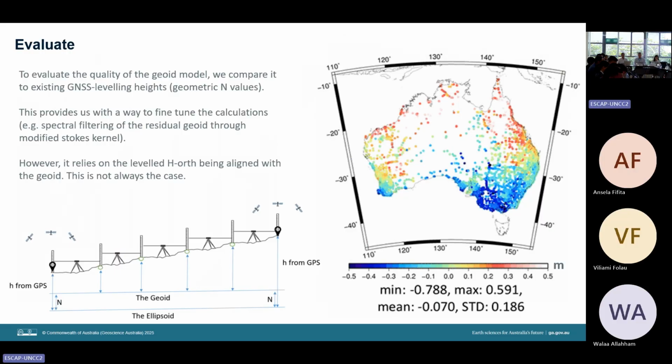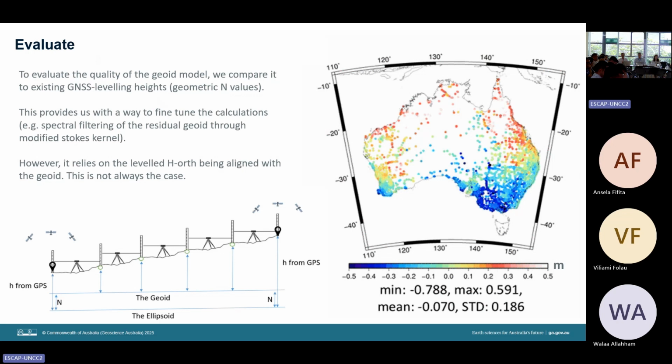Okay, so as a final step, we need to check the model. And we do that by using that independent GNSS minus leveled heights data. So these points give us discrete points where we can calculate the geoid to ellipsoidal separation and evaluate the accuracy of the geoid modeling. Often the comparison is used to fine tune our geoid modeling process. We might use this in an iterative fashion where we do some manipulations to the way the geoid is calculated. But effectively, it's just being used as a check.